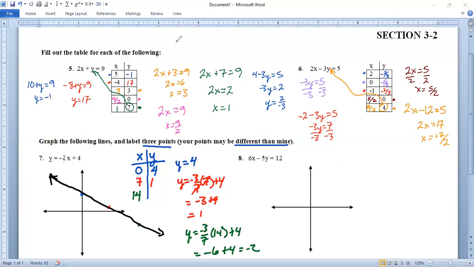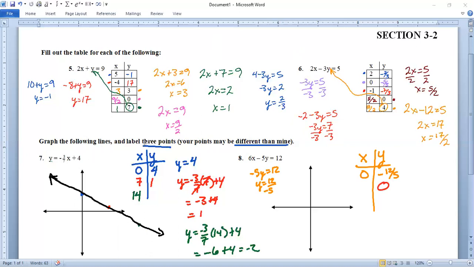Okay, let's try the next one over here. Number 8, 6x minus 5y equals 12. Let's do a little xy plot over here. Let's stick in 0 for x. Let's see what that looks like. 0 for x, and we get 6 times 0 is 0, minus 5y equals 12. We have to divide by a -5. We get y equals 12 divided by a -5, or -12/5, which in a calculator would be about -2.4.